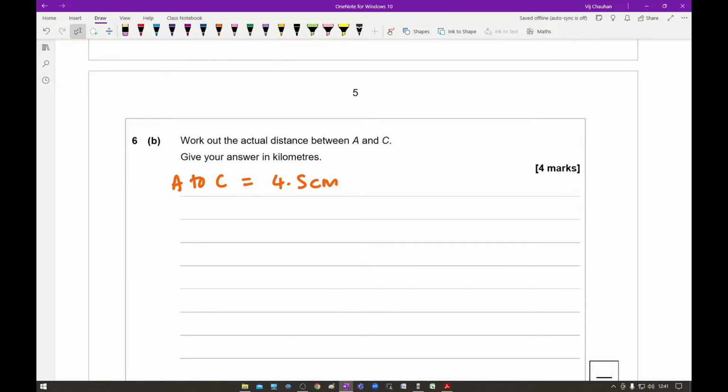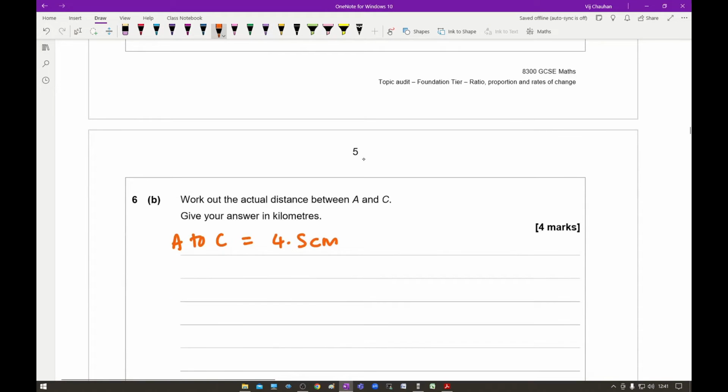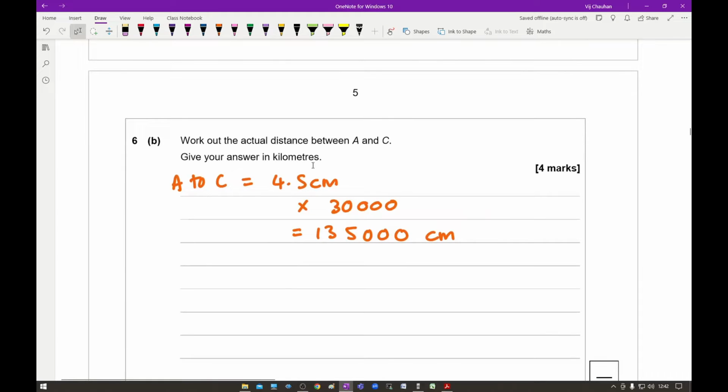I now need to use that scale to then work out what it is. So for this, if I look at the scale, for every centimetre is equal to 30,000 centimetres. So if I multiply this by 30,000, I get an answer of 135,000 centimetres. Now what's left for me to then do is convert this into kilometres.